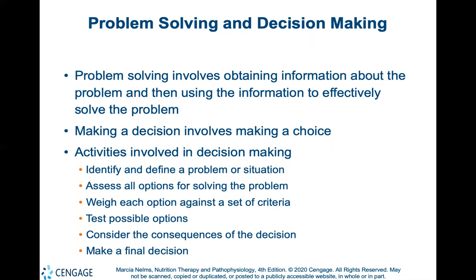The activities in decision-making include the following: identify and define a problem or situation, assess all options for solving the problem, weigh each option against a set of criteria, test possible options, consider the consequences of the decision, make a final decision. The activities do not necessarily take place in a particular sequence. The clinician is usually moving back and forth and considering things simultaneously. The outcome of this process is a decision that is informed and supported by evidence and reasoning.